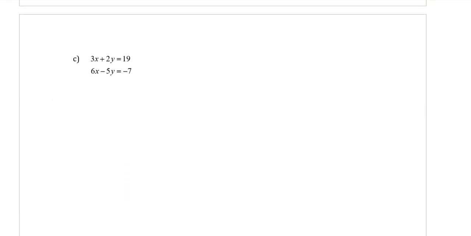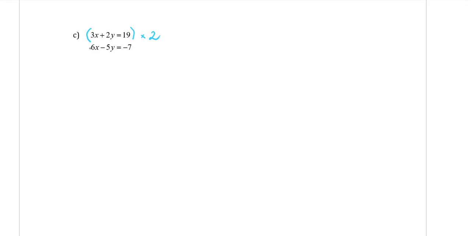Okay, question C. The x's are different and the y's are different. So if this happens, then we're going to have to multiply one, or sometimes you have to multiply both of the equations to make the x's or the y's the same. So I could multiply this whole first equation by 2, which would make that 6x at the beginning, which would be the same as the second equation.